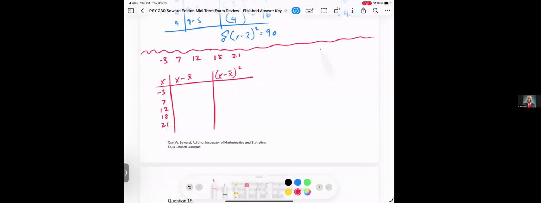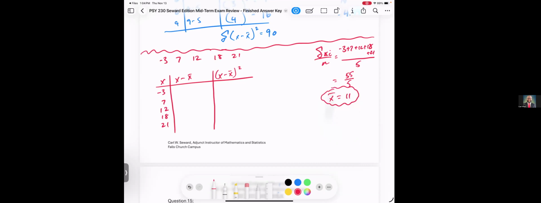I need to find out what the mean is. So that's -3 plus 7 plus 12 plus 18 plus 21, over 5. So then I would have -3 plus 7 plus 12 plus 18 plus 21, 55. So I have 55 over 5. 55 over 5 is 11. So that means my mean is 11.